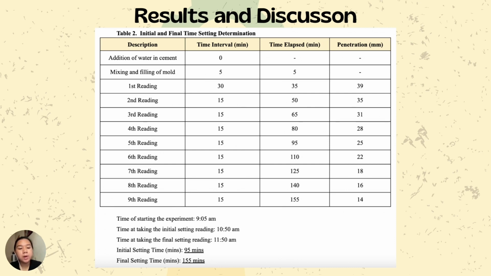We started the experiment at 9:05 a.m. The time at taking the initial setting time reading is 10:50 a.m., and the time at taking the final setting reading is 11:50 a.m. So the initial setting time that we have gathered is 95 minutes, and for the final setting time, we have 155 minutes.